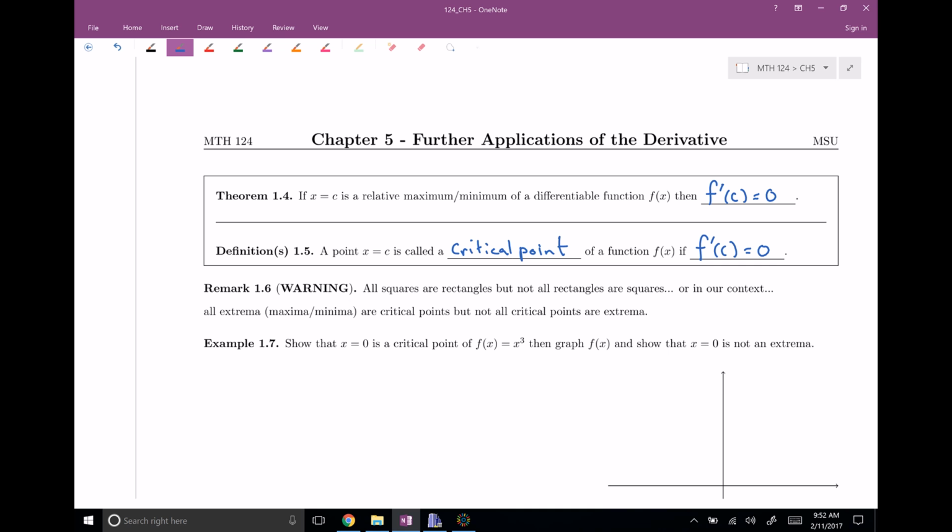And so I have a little bit of a warning here for us, right? All squares are rectangles, but not all rectangles are squares, right? You may have come across this in your favorite geometry class or something like this. So in our context, I want to say all extrema, which is a fancy word for minima and maxima, are critical points, right? The derivative there is equal to 0. However, not all critical points are extrema.